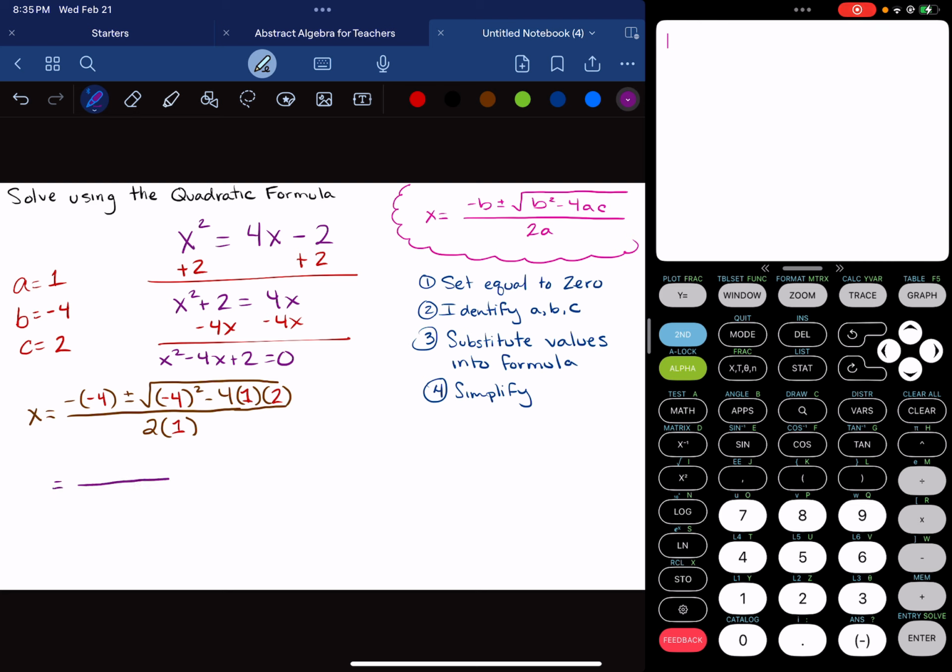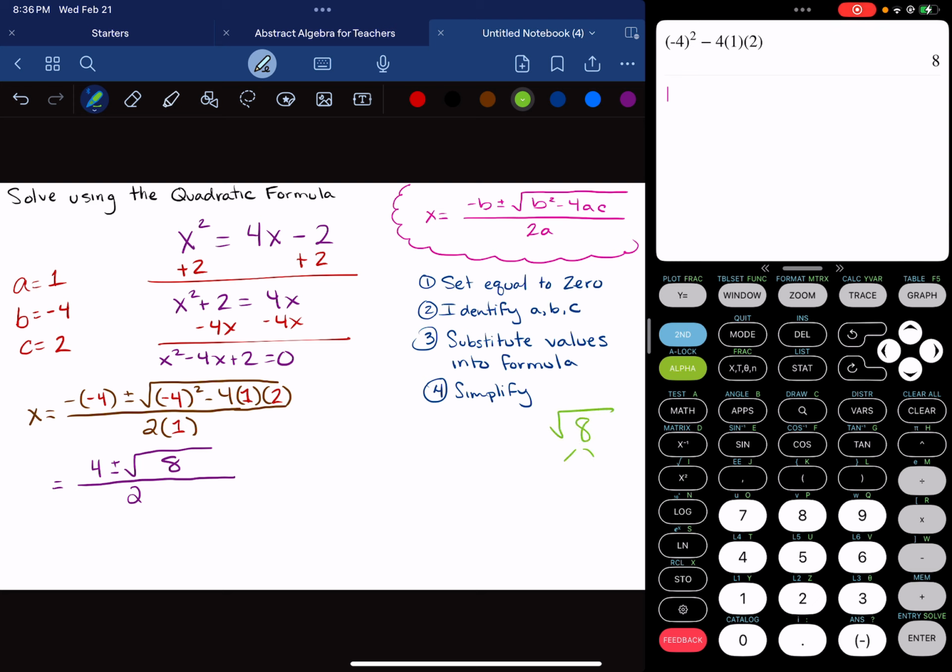Okay, in front of the radical, negative 4 is simply just going to become positive 4. Plus or minus, that doesn't change. I need the number that goes under the radical, so in the calculator I get parenthesis negative 4 squared minus 4 parenthesis 1 parenthesis 2, and I get 8. And then 2 times 1 in the denominator is going to be 2. And then square root of 8 doesn't work, so I can do the tree method to see if I can simplify it.